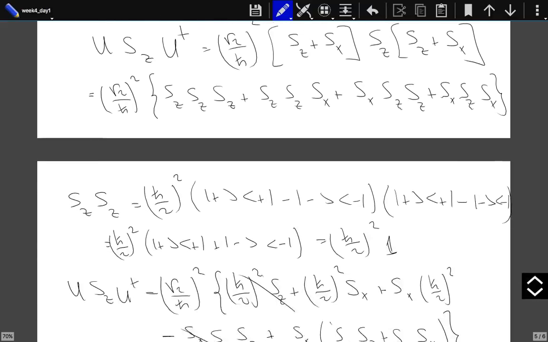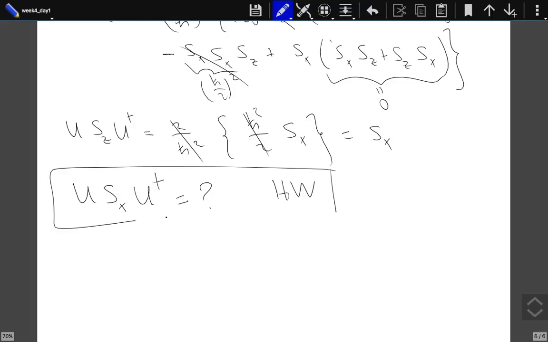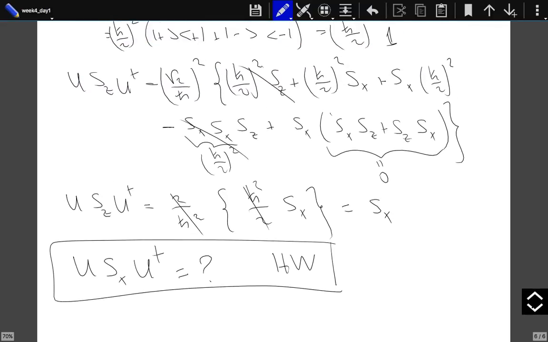A good homework question. Is it Sz or minus Sz or what? So this is homework. We will prepare the homework and write it down, but if you just want to start right away, my guess would be minus Sz.